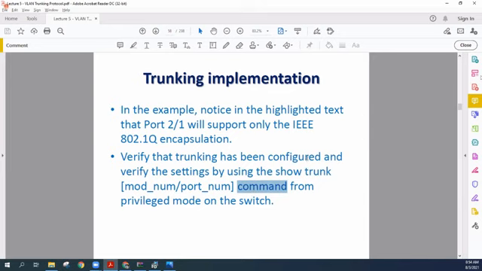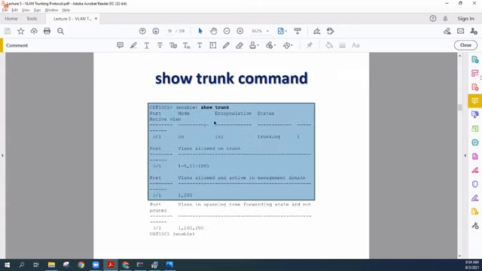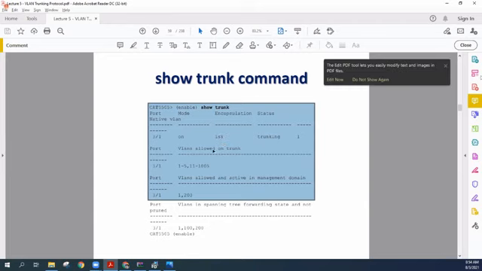Verify that trunking has been configured, and verify the settings by using the show trunk command. With that, you can find in some cases ISL is enabled. You can try it yourself.